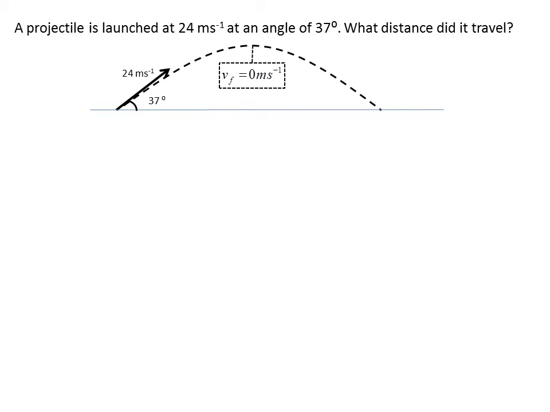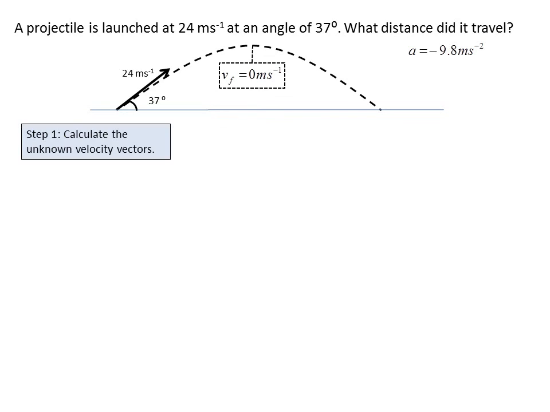Halfway along, right at the top of this path, our velocity equals 0 meters per second. And the acceleration on a projectile is always negative 9.8 meters per second squared, downwards. Remember, the one force that's acting on the projectile is gravity, and that force is producing an acceleration of negative 9.8. That's the only force, and it's always constant, negative 9.8 meters per second squared downwards.